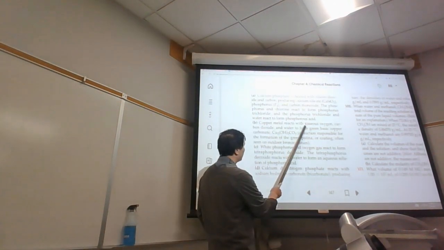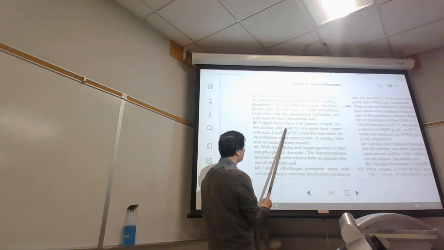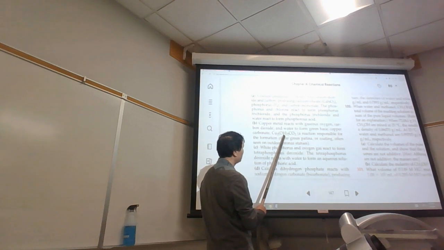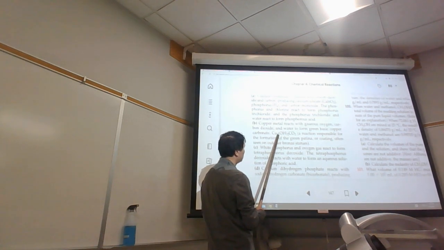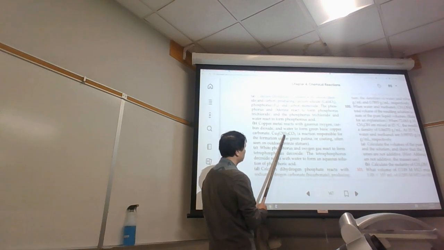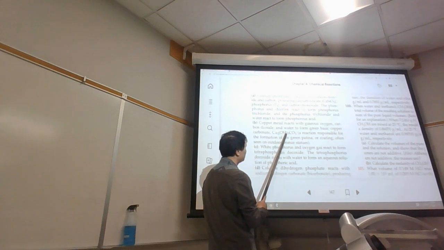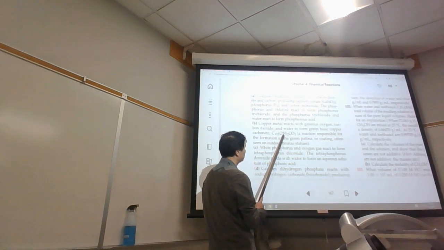Copper metal reacts with gaseous oxygen, carbon dioxide, and water to form green basic carbonate. So this is a mixed anion salt. And so we have a carbonate and two hydroxides, forming a crystal lattice. When we have something like this, the nomenclature becomes quite difficult at times.